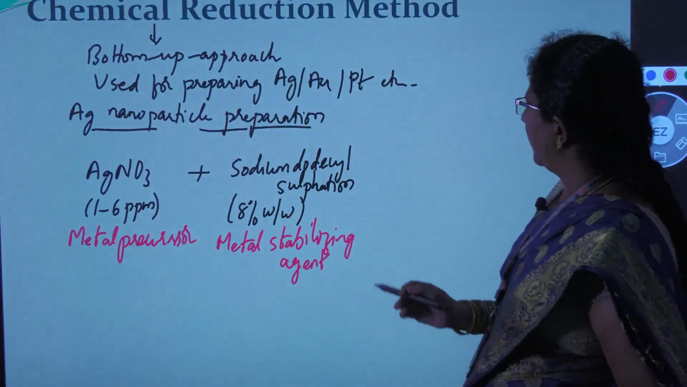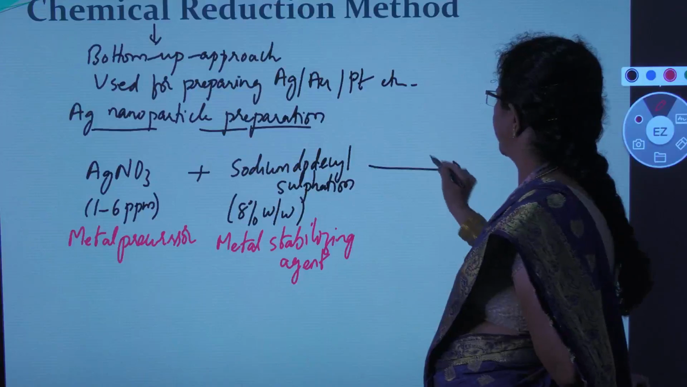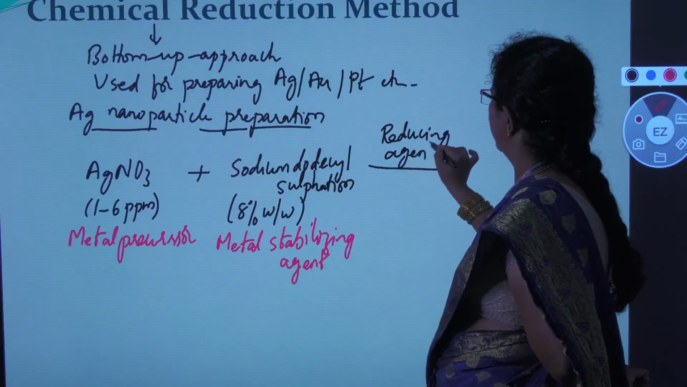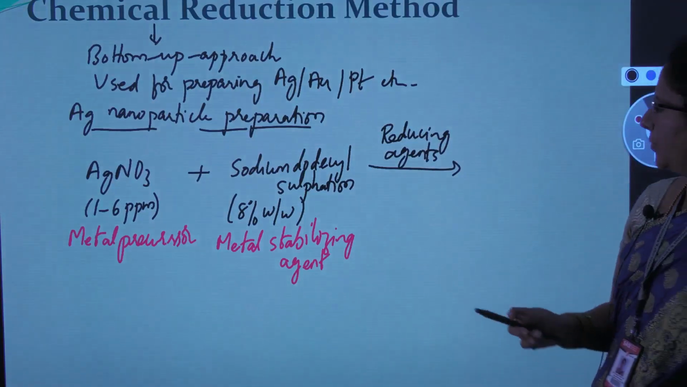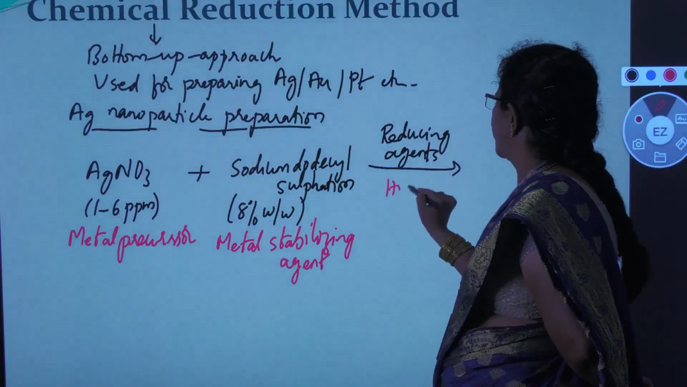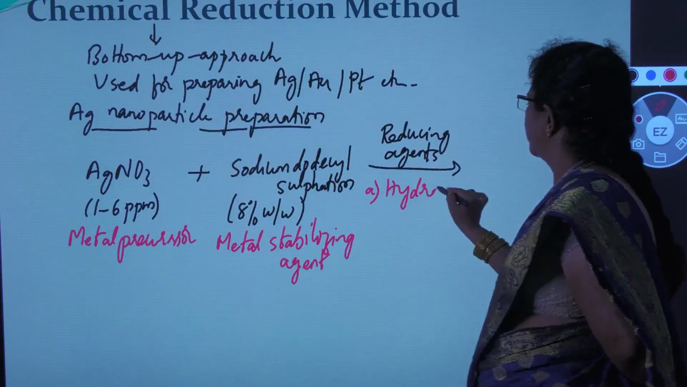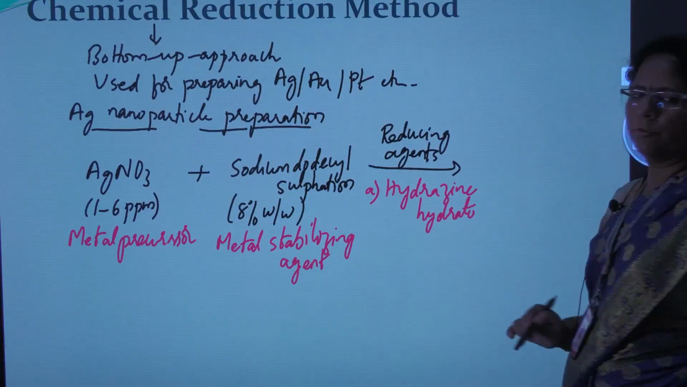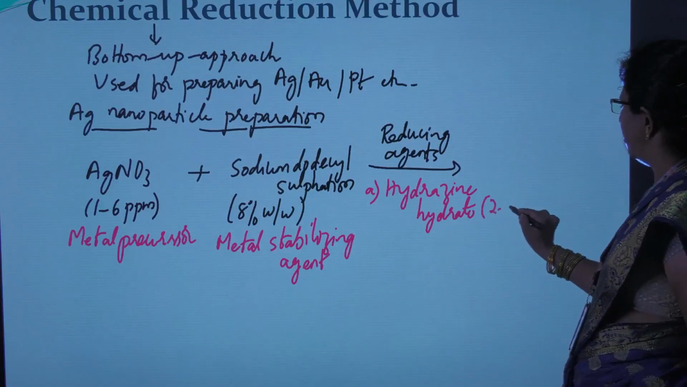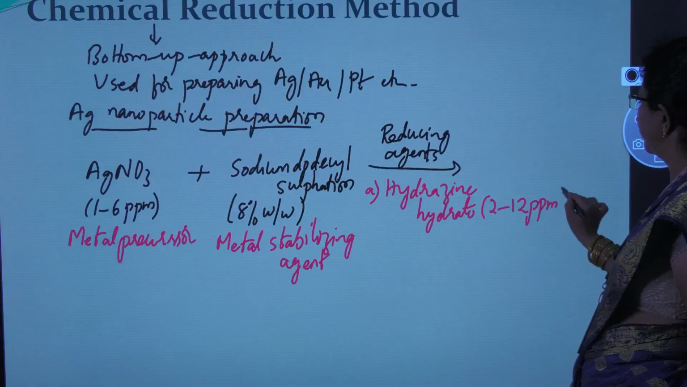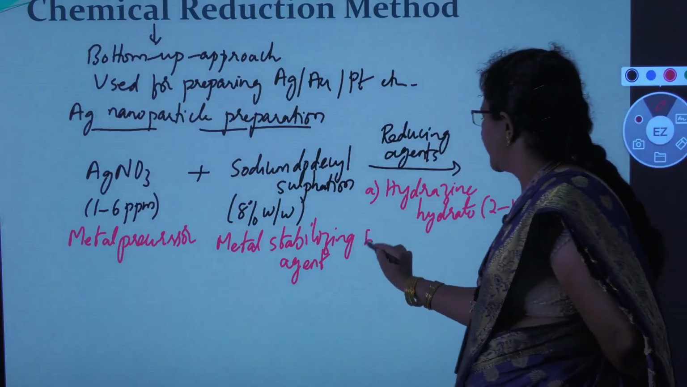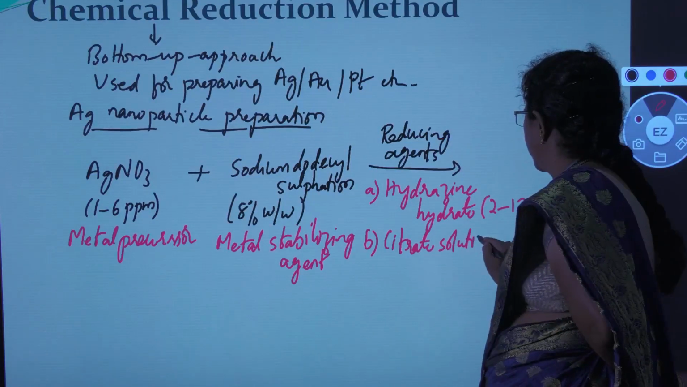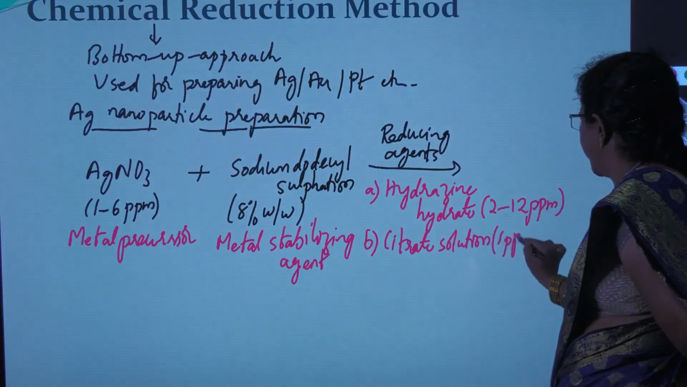And these two will be treated with reducing agents. The reducing agents used are hydrazine hydrate, of concentration 2 to 12 ppm, and citrate solution of 1 ppm.